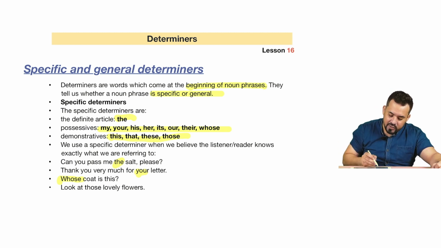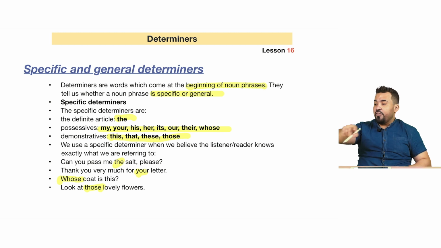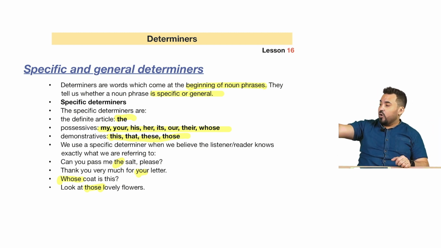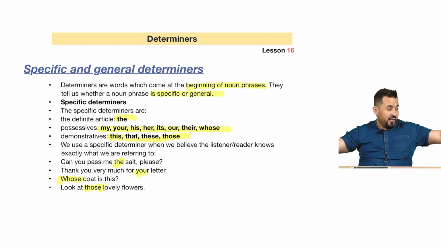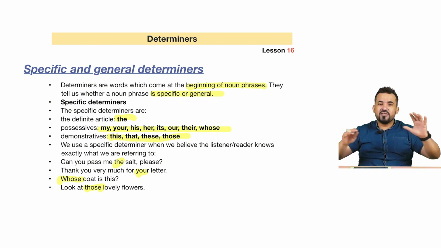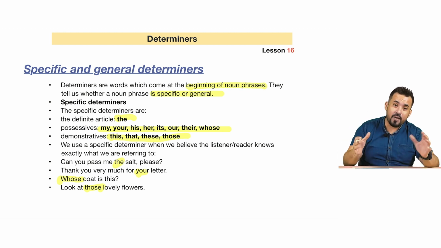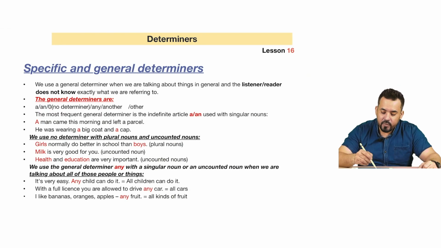Look at those lovely flowers. Not these. These are ugly. I'm talking about those. Those flowers are lovely. These flowers are terrible. Just joking, you get the point. Those are specific determiners. Now let's talk about general determiners.